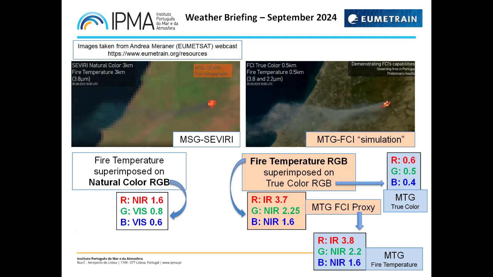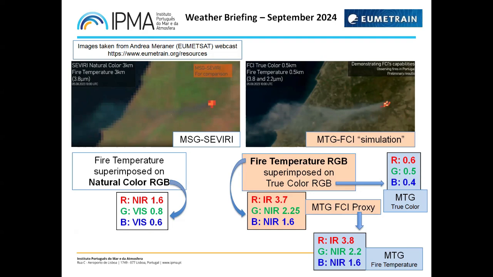Because of better radiometric resolution, the 3.8 channel will see most fires. The 2.2 channel will see fires that are more intense, and 1.6 will see even more intense fires. And this will permit a better intensity differentiation within the perimeter of the fire.